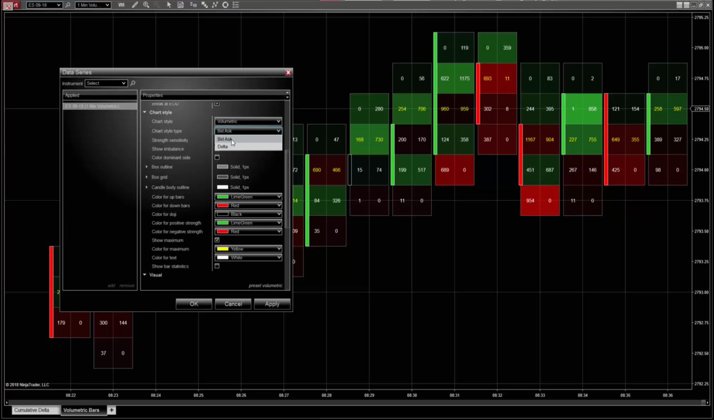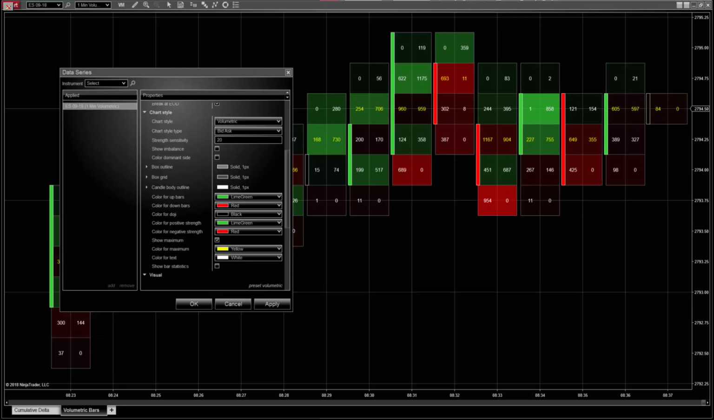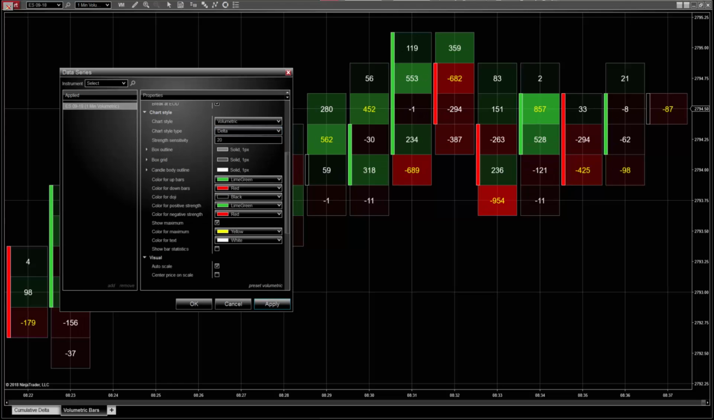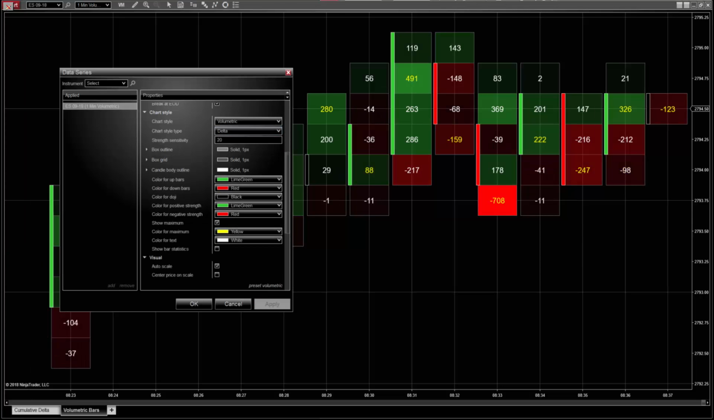Now with chart style type set to the bid ask, this will show the number of trades executed at the bid and ask prices. By contrast, by setting this to delta, this will only show the difference between those values. After changing the chart type to delta, we can see that the highest delta values are also the most opaque.